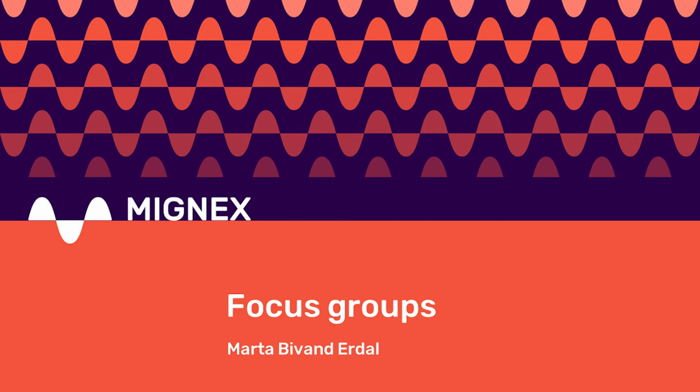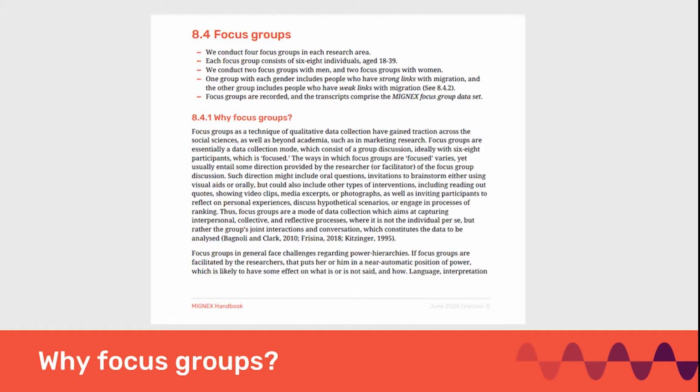One key element of the qualitative data collection in MIGNEX are the focus groups, and in each of the 25 research areas we'll be doing 4 focus groups. 2 of which will be with men and 2 of which will be with women. And then one with men, one with women will be with people who have weak migration ties, and one with the men and one with women will be with people who have strong migration ties.